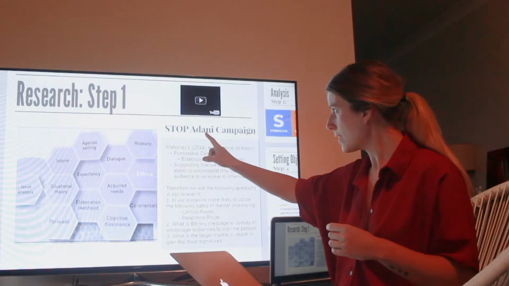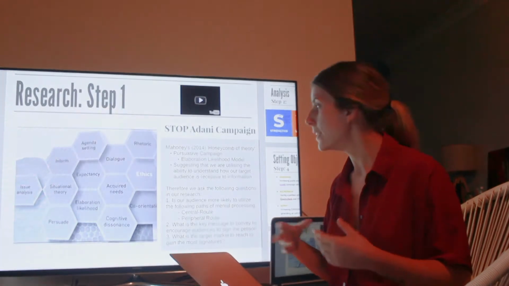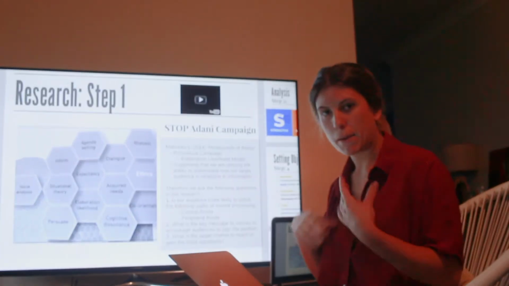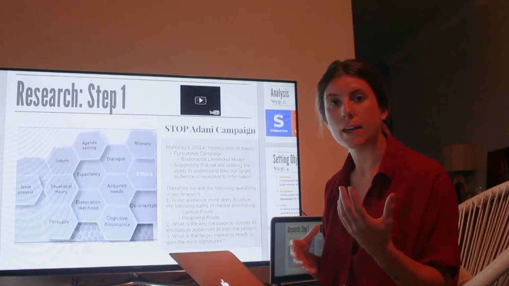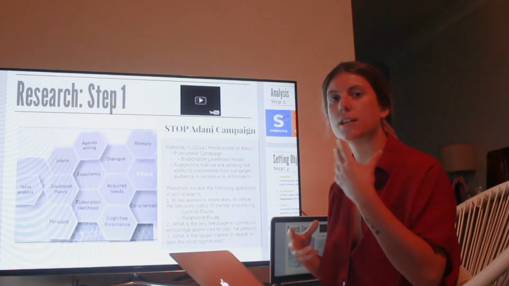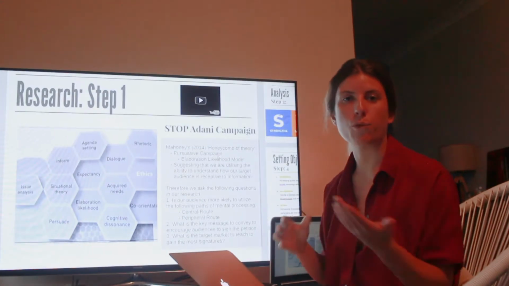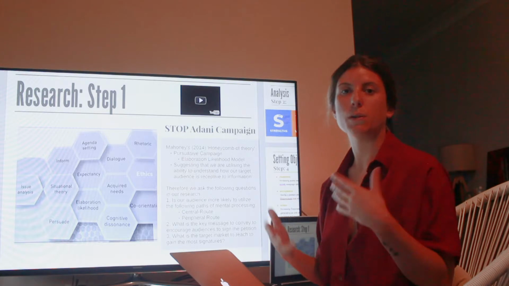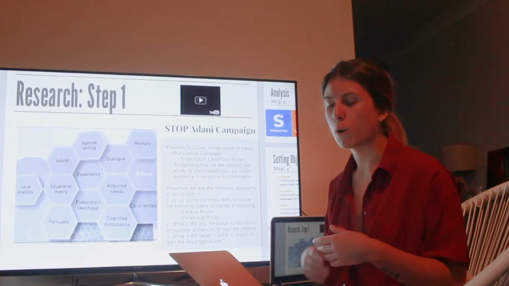So essentially we're working through Mahoney's honeycomb of theory, and we're looking at a persuasive campaign because we're trying to persuade our audiences to go against the Adani coal mine, which is essentially going to persuade our audiences to sign a petition and deter them from obviously allowing it to build and grow. So this would be moving through the elaboration likelihood model.